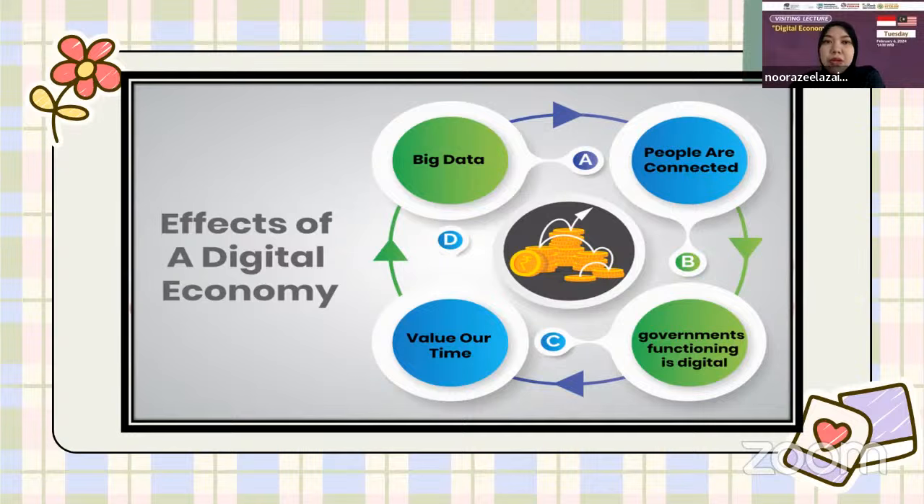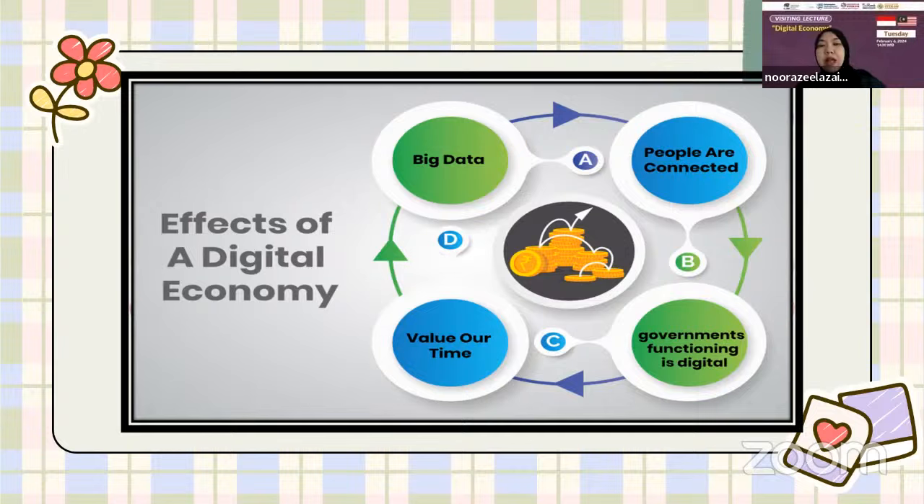So now we go to the effects of the digital economy. Okay, the first one is about big data. In a digital economy, big data provides businesses, governments, and organizations with valuable insight into consumer behavior, market trends, and operational efficiency. So this data-driven approach enables more informed decision making and targeted strategy.